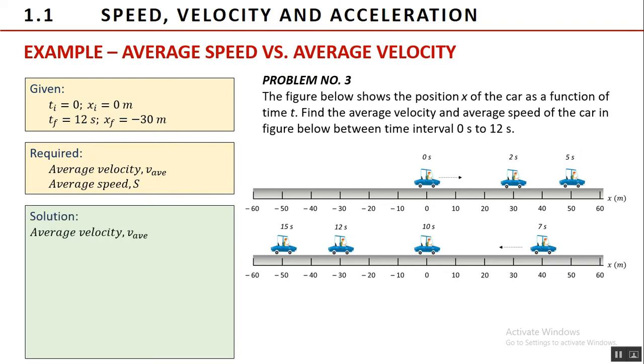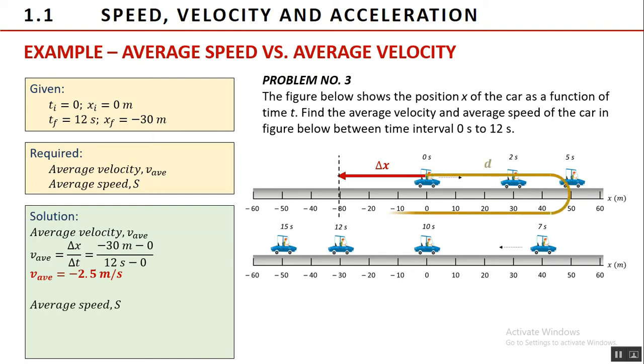Solution: for average velocity, we use the formula delta x over delta t. Substituting the values, negative 30 meters minus 0 over 12 seconds minus 0, will give an average velocity of negative 2.5 meters per second. Note that the negative value of velocity means that the car moves to the left, or towards the negative x-axis, during the 12 seconds time interval.